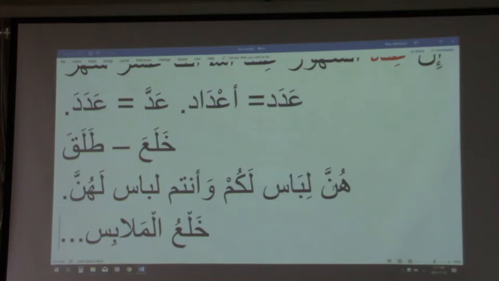Yes, please. Mahr is just taking the responsibility of that woman, this is that thing, yeah? No, one second. No, mahr is not to take responsibility. Mahr is symbolic.